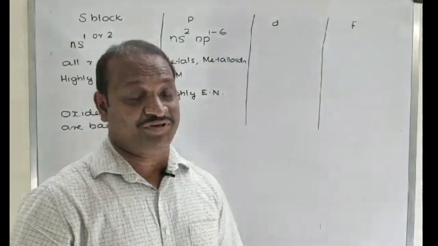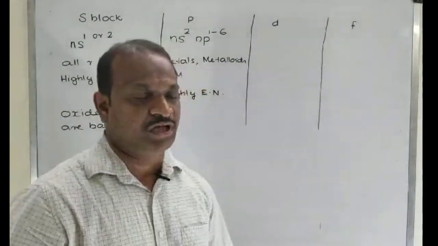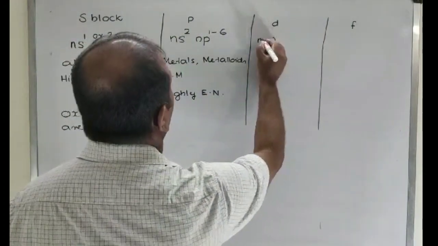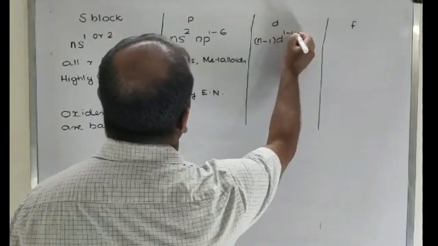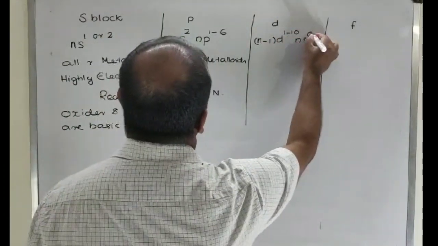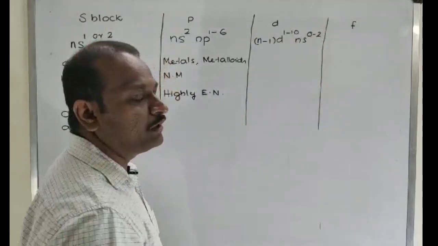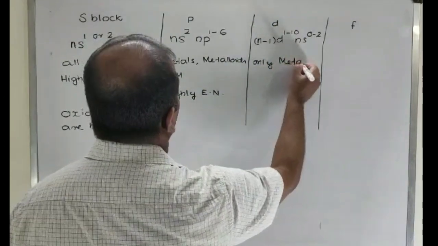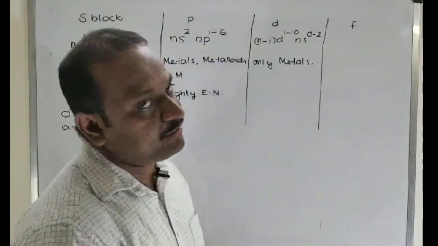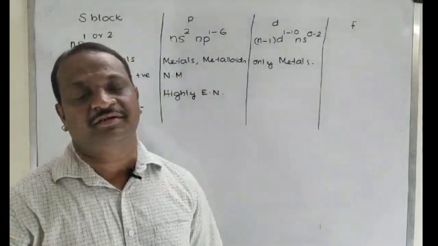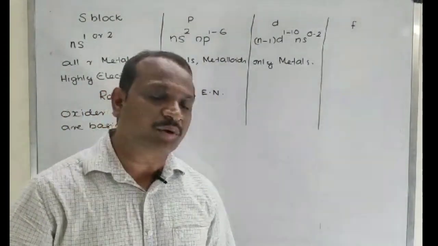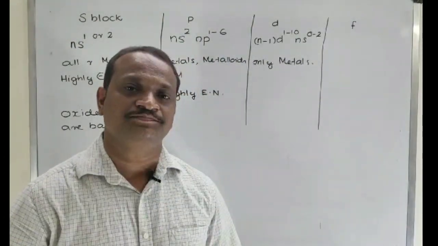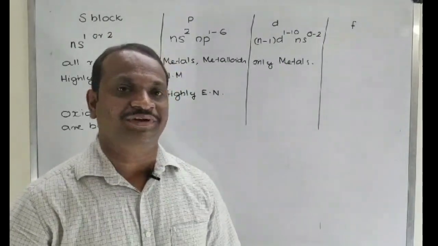And what about D block? There we have the electronic configuration (n-1)d1 to 10 ns0 to 2. It consists of only metals. We will definitely study this in another chapter called transition elements. But still, you know some of the properties of these elements: they form colored compounds, and they form coordination compounds, isn't it? So all these are characteristics of D and F together.